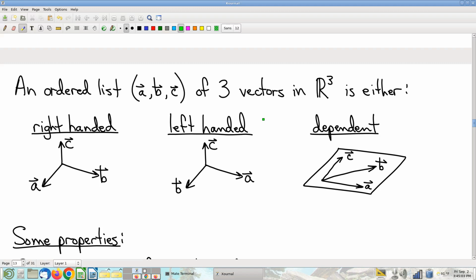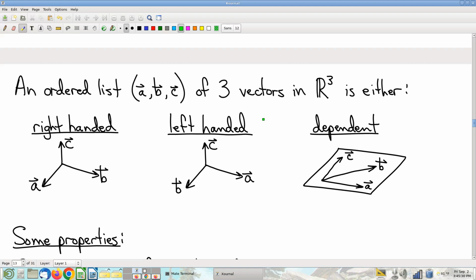Maybe these two vectors are parallel. Maybe this is the sum of those two. Maybe one of the vectors is 0. Maybe two of the vectors are 0. Whatever. There's various different versions where neither one of these works. They're all linearly dependent. And so that's the third kind of annoying, in some sense rare, exception. I'm going to lump them all into one category, dependent.